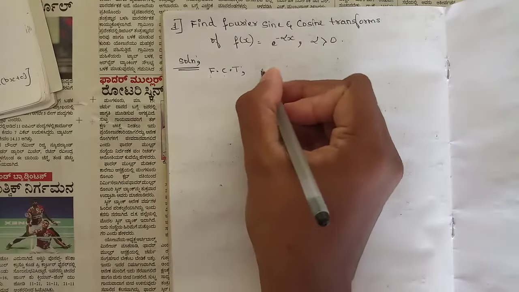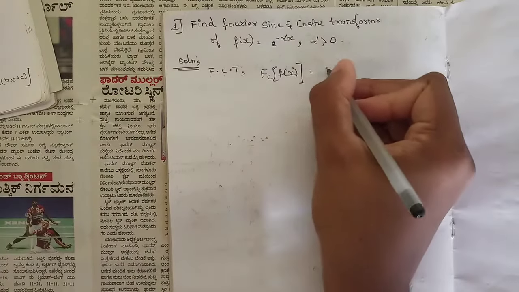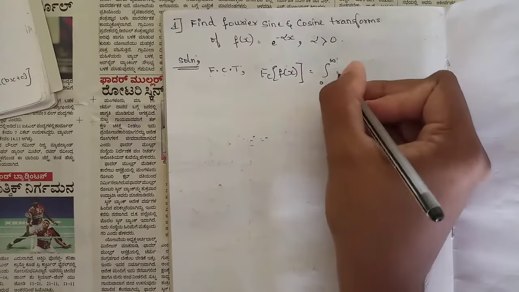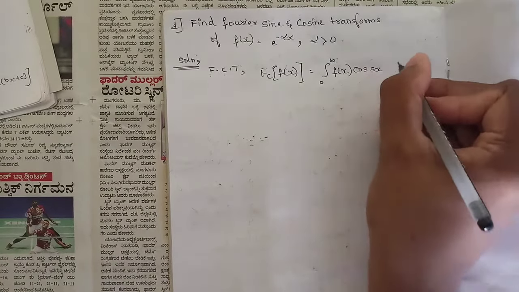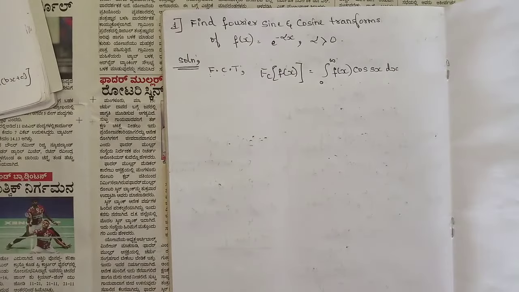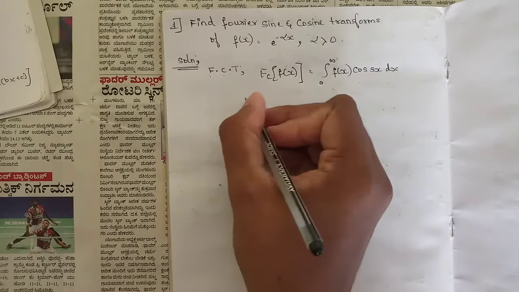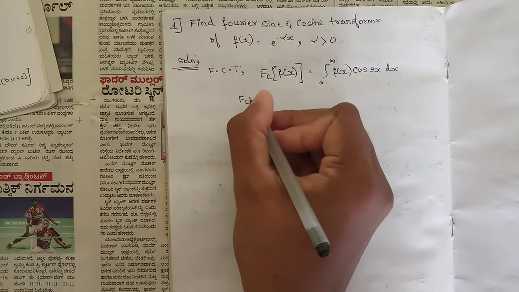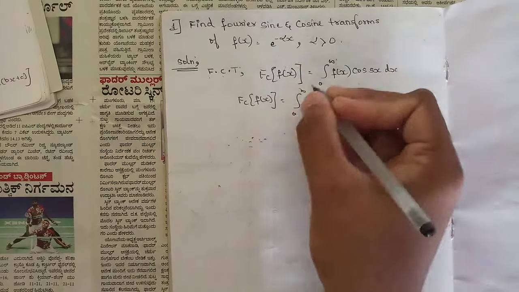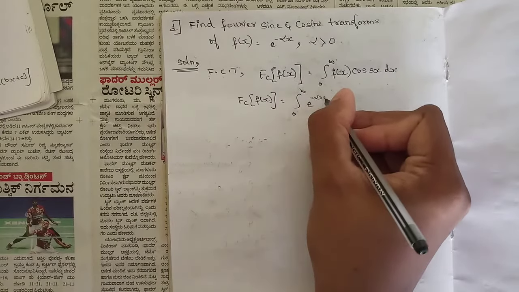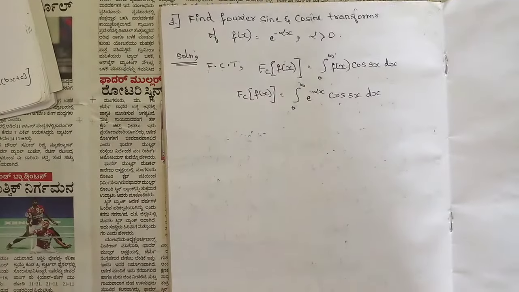The Fourier cosine transform formula, as we have discussed, is Fc of f of x equals the integral from 0 to infinity of f of x, since it's a cosine transform, the function is cos sx, into dx. Now we are going to substitute the value of f of x. Fc of f of x is equal to the integral from 0 to infinity of e to the power minus alpha x cos sx dx.